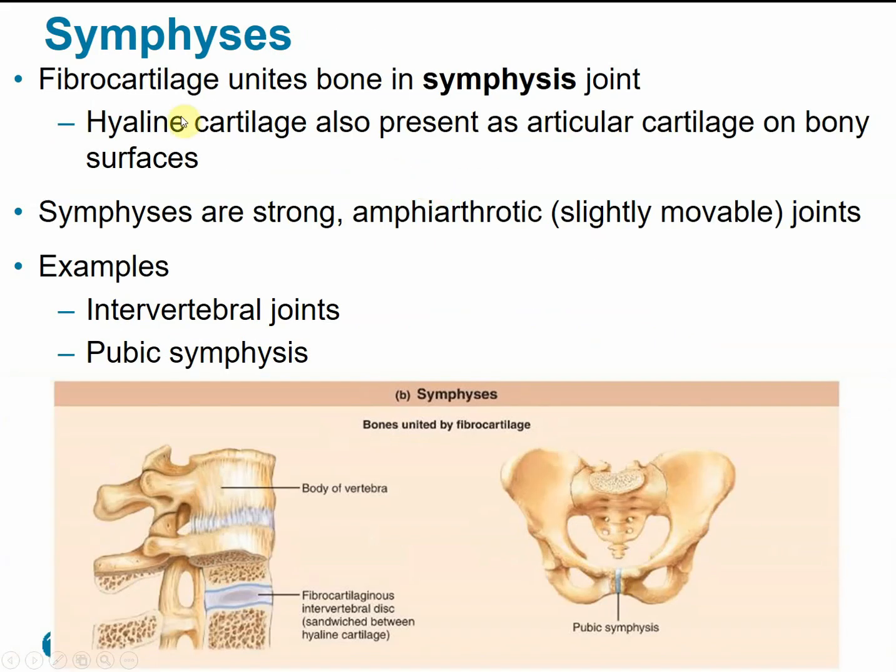Symphysis joints are united by fibrocartilage. So hyaline cartilage will also be present just as the articular cartilage on the surface of the bones, but the joint is held together by fibrocartilage. So these joints are very strong and amphiarthrotic or slightly movable. Examples include the intervertebral joints, so the plates of this fibrocartilage between the vertebrae. So remember we said fibrocartilage was good for shock absorption. We also have symphysis joints in the pubic symphysis. So we have this thick, rigid plate of fibrocartilage to help withstand our body weight while walking.